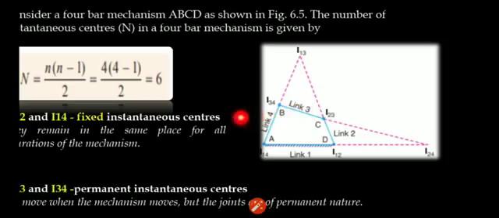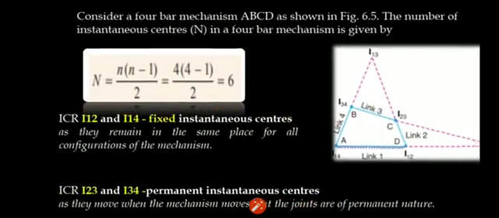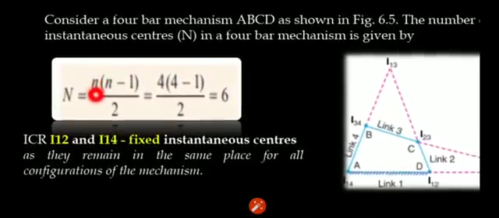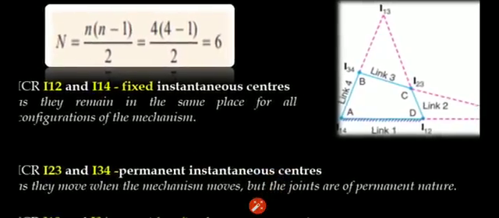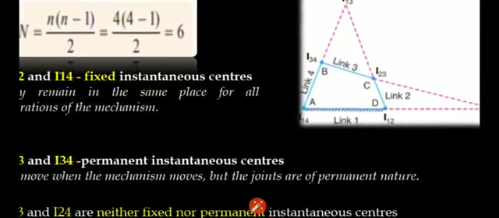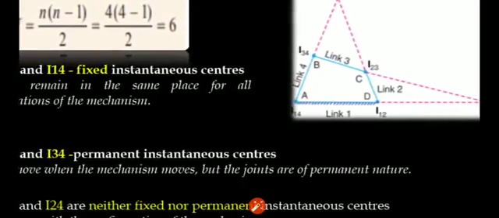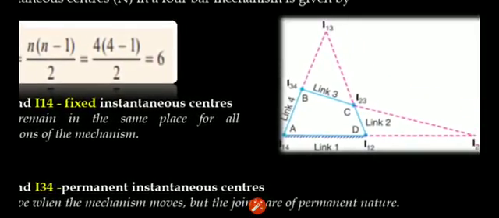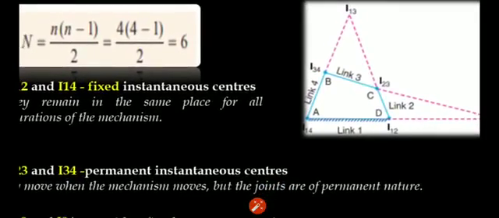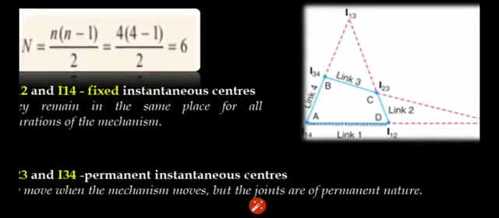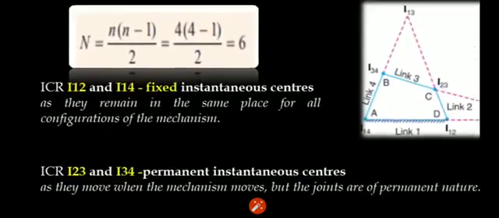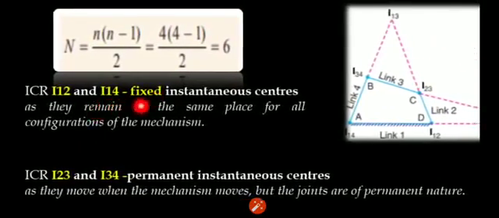So if I want to calculate the number of instantaneous centers, I can use the formula n into n minus 1 divided by 2, which we have discussed earlier. By this we get the number of instantaneous centers equal to 6. Out of these 6, some will be marked by observation and the remaining can be marked using Kennedy's theorem. The instantaneous centers that can be marked by observation are the first ones, that is I12 and I14.